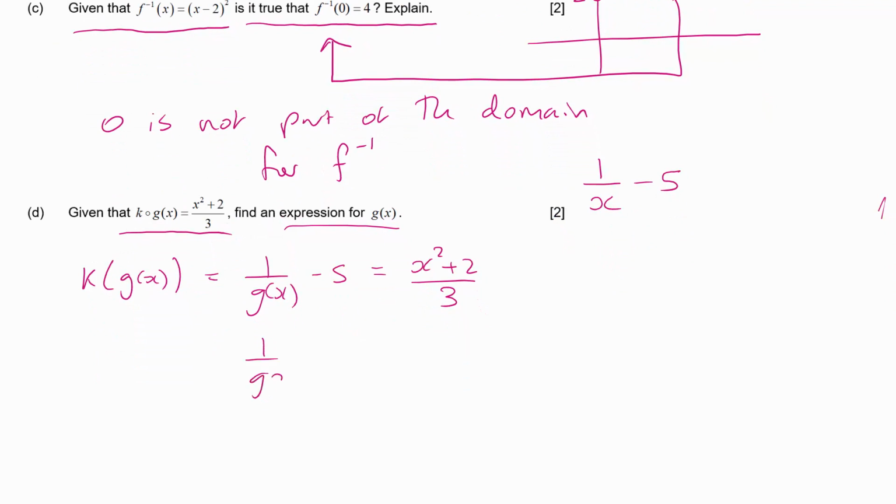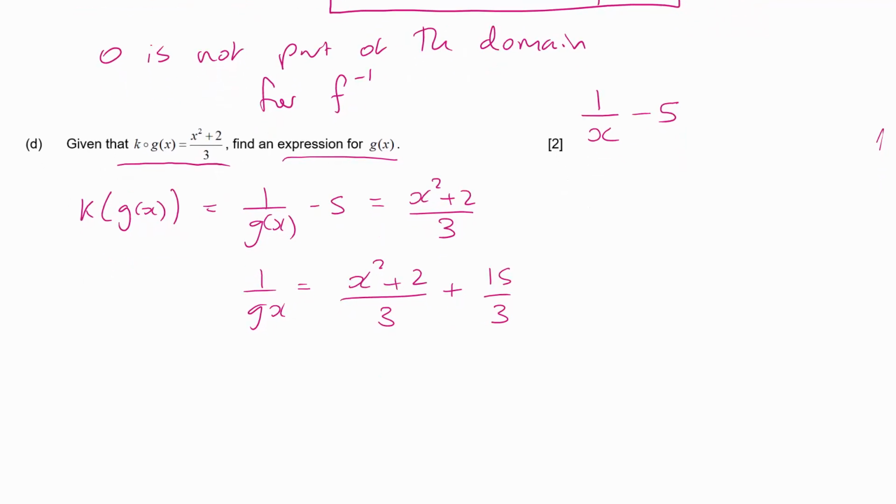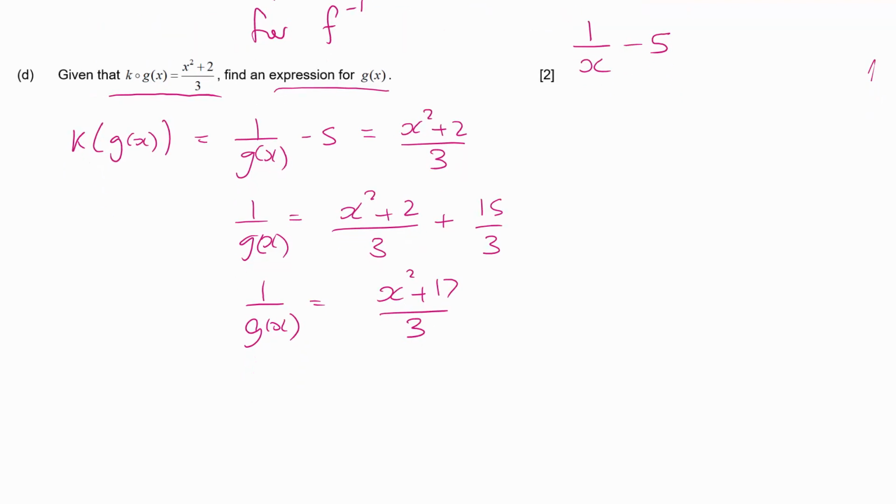So 1 over g of x is going to be x squared plus 2 over 3 plus 15 over 3, which is just the 5 moved over. So 1 over g of x is going to be x squared plus 17 on 3, meaning that g of x is going to be 3 over x squared plus 17.